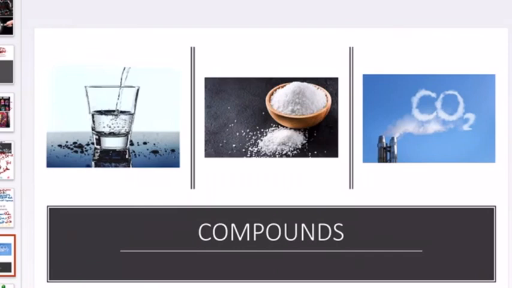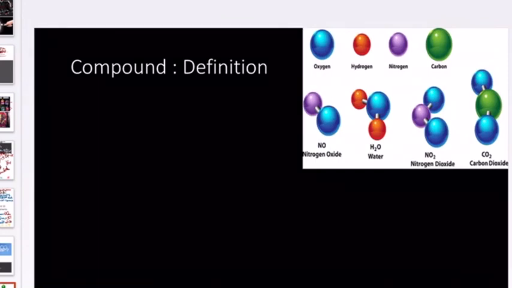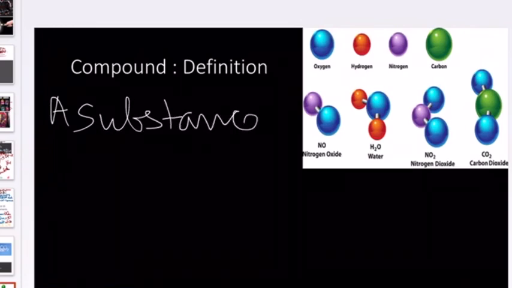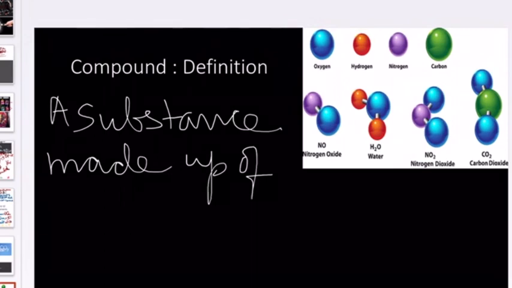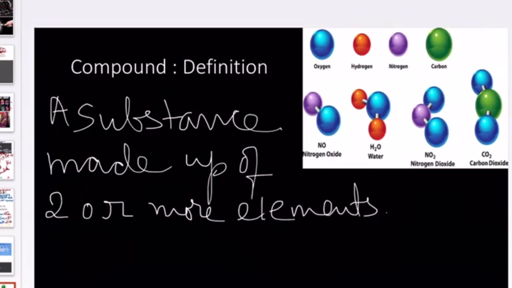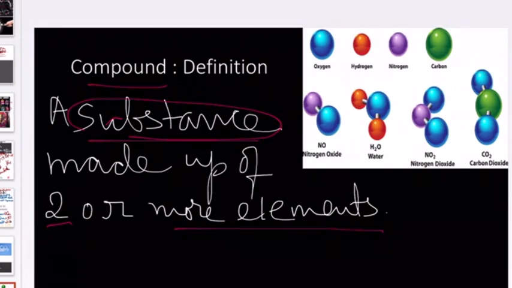Now, what are compounds? Okay, here you can see water, common salt, carbon dioxide. These are all compounds. So what makes these things compounds? Now, the definition of compound is a substance made up of two or more elements. So a compound is a substance that is made up of two or more elements.